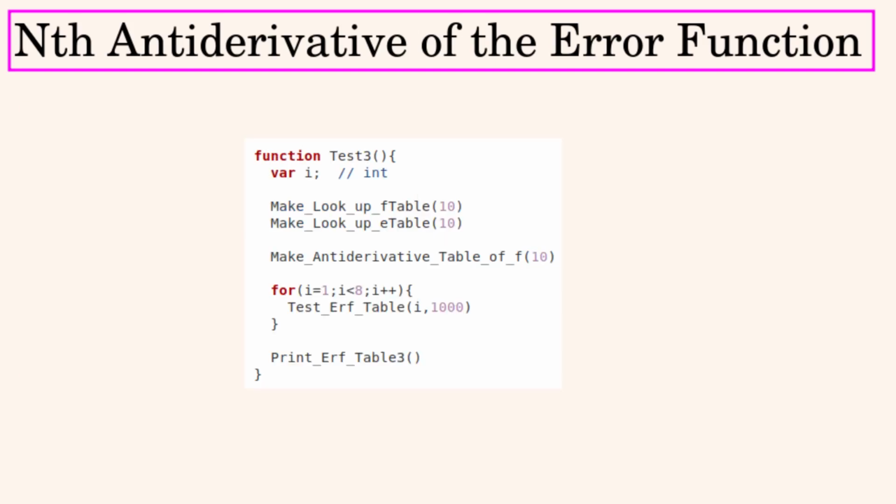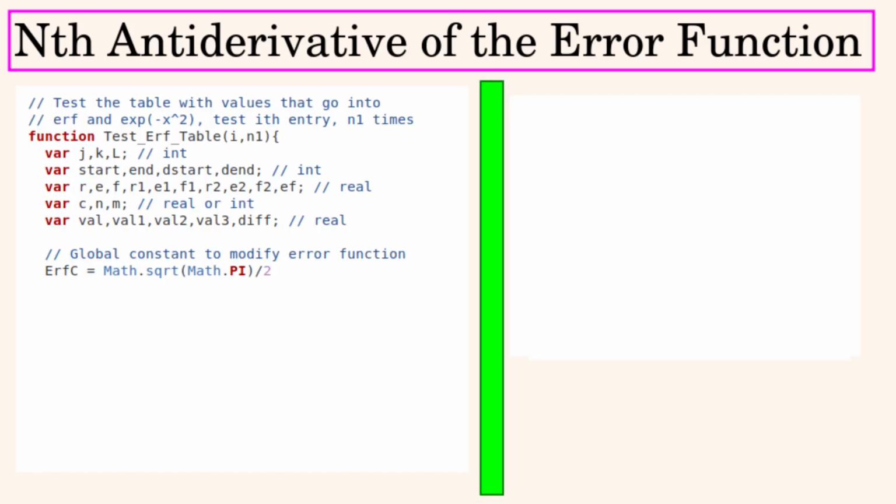And in this function we'll put it all together. It creates all three tables and tests the last one, and then prints it out. It tests each antiderivative 1,000 times and goes very fast. And this is the function that tests that the table is correct.